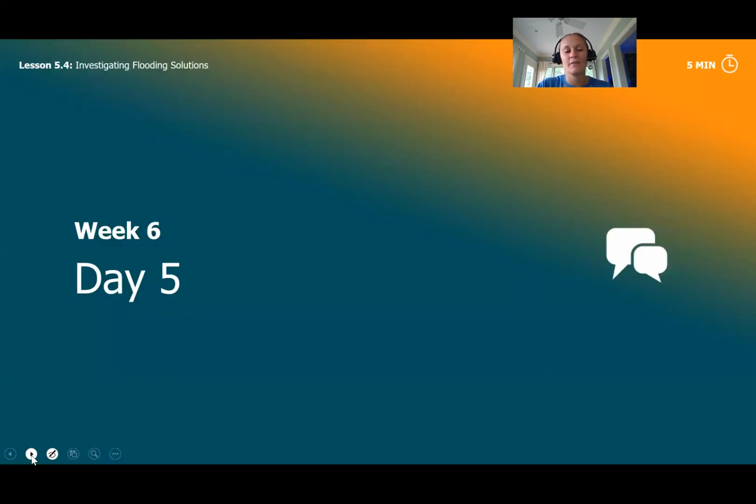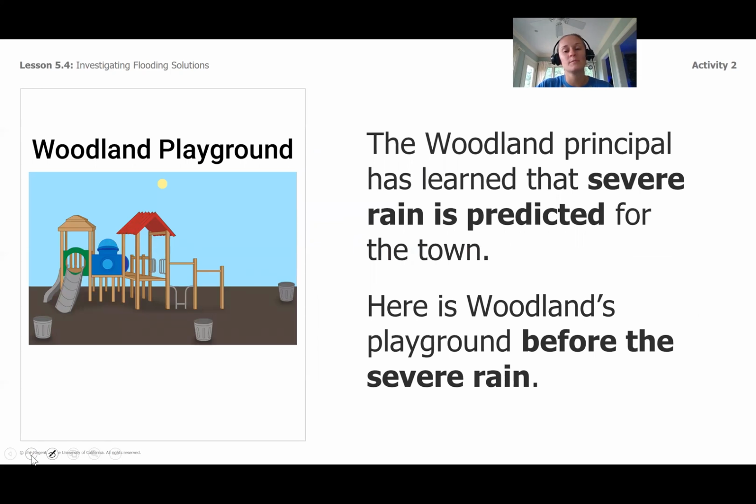And day 5, last day of the week. The Woodland principal has learned that severe rain is predicted for the town. Here is Woodland's playground before the severe rain.